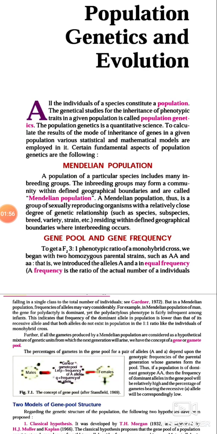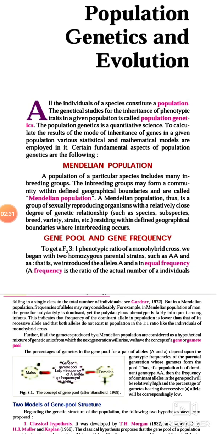Gene pool and gene frequency. To get an F2 generation 3:1 phenotypic ratio of a monohybrid cross, we begin with two homozygous parental strains such as capital A and small a. That is, we introduce the alleles capital A and small a in equal frequency. But in a Mendelian population, frequencies of alleles may vary considerably.